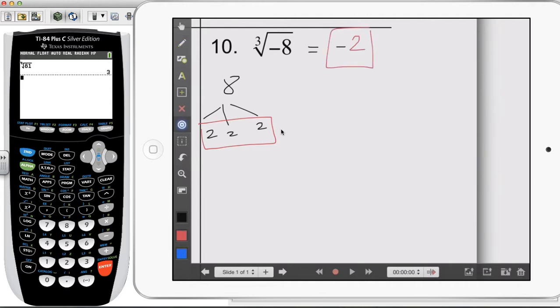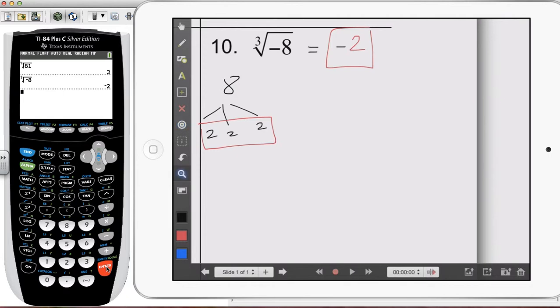Again, remember, if you have an odd index, it's possible to have a negative under the radical, and the answer will be negative. The cubic root of 8 is 2, because the 8 is made up of one group of 3 twos. If you want to do this on the calculator, you can directly go to math. You have an option for the cubic root, so I'm going to press number 4. I directly see the cubic root. I can press -8, and I can see that the answer is -2.